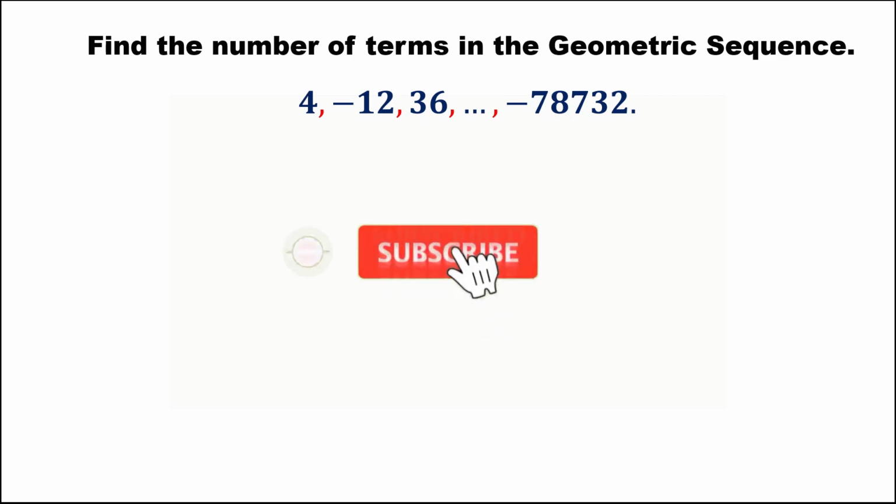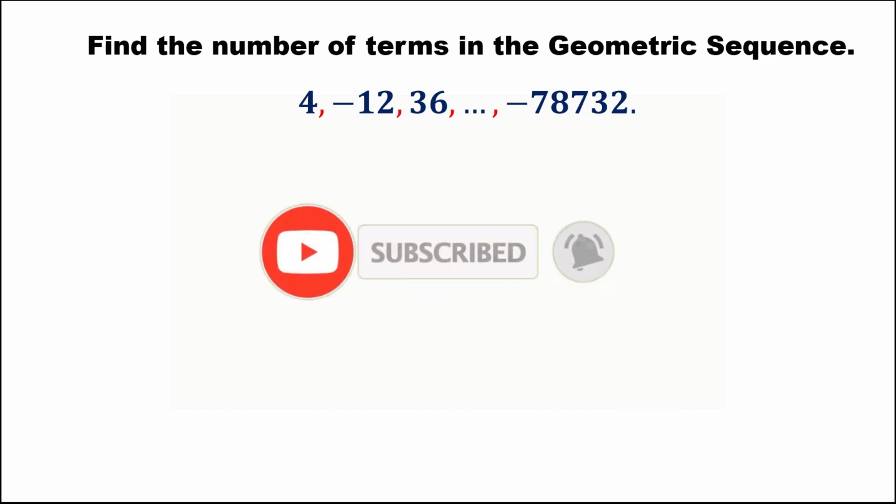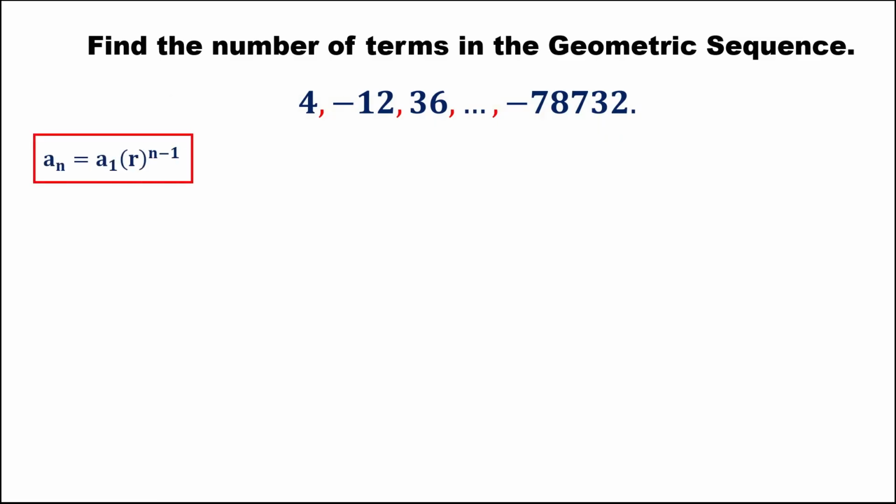So for this problem, to find the number of terms in the geometric sequence, this is the formula for the geometric sequence: a sub n equals a sub 1 times r to the power n minus 1. From this given, this is the first term, a sub 1, the second term, a sub 2, then the third term, and this is now the last term, a sub n.